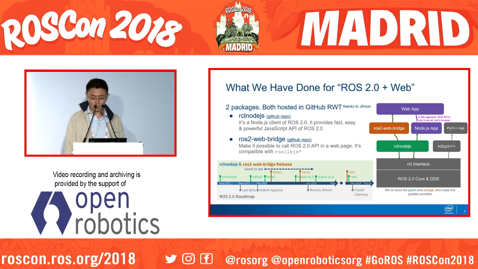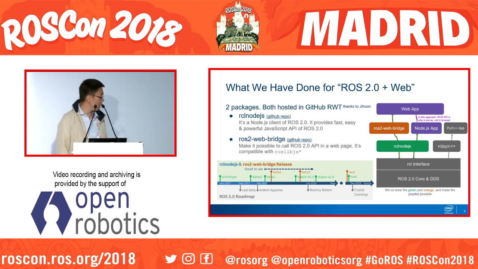Totally, we did 2 packages, and both of them are hosted on the RWT GitHub. The first package is rclnodejs. It's a Node.js client for ROS2 based on the RCL library and has the same functionality compared with the Python client. And the second one is ros2-web-bridge, which enables developers to talk to ROS2 from the browser. It uses rclnodejs to interact with ROS as the backend and implements the rosbridge protocol to communicate over WebSockets.